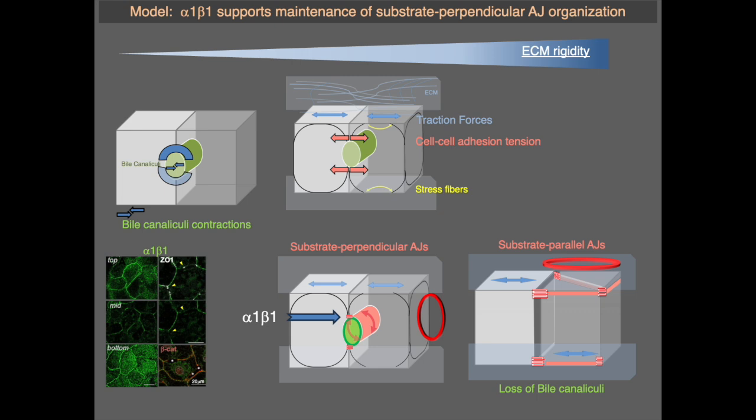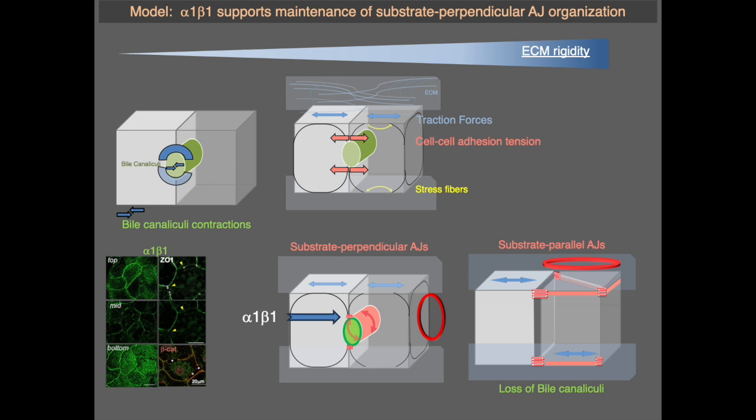In the absence of alpha-1 beta-1 and with exceedingly higher rigidity, cell-cell cohesion can only be maintained when the adhesion junctions are organized substrate-parallel, an organization reminiscent of that in classic duct-forming epithelial cells, and which leads to the loss of bile canaliculi. It's incompatible with bile canaliculi maintenance.